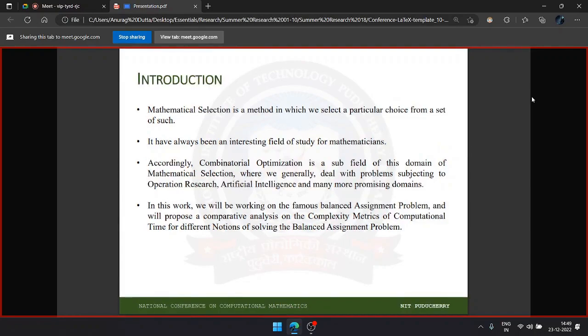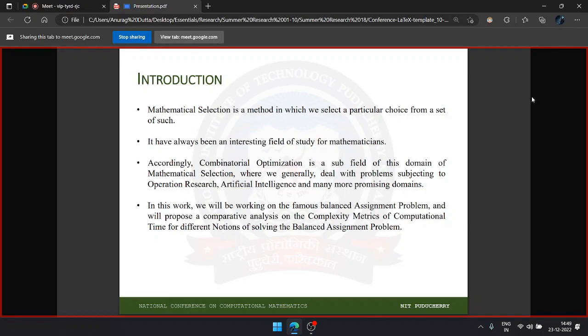So, let's begin with the introduction of the paper. The paper is about mathematical selection. In mathematical selection, we have to select a particular choice from a set of choices. It has always been an interesting field for all mathematicians. Accordingly, combinatorial optimization is a subfield of this domain, which is finding its importance in many fields like operations research, artificial intelligence, and many more promising domains.